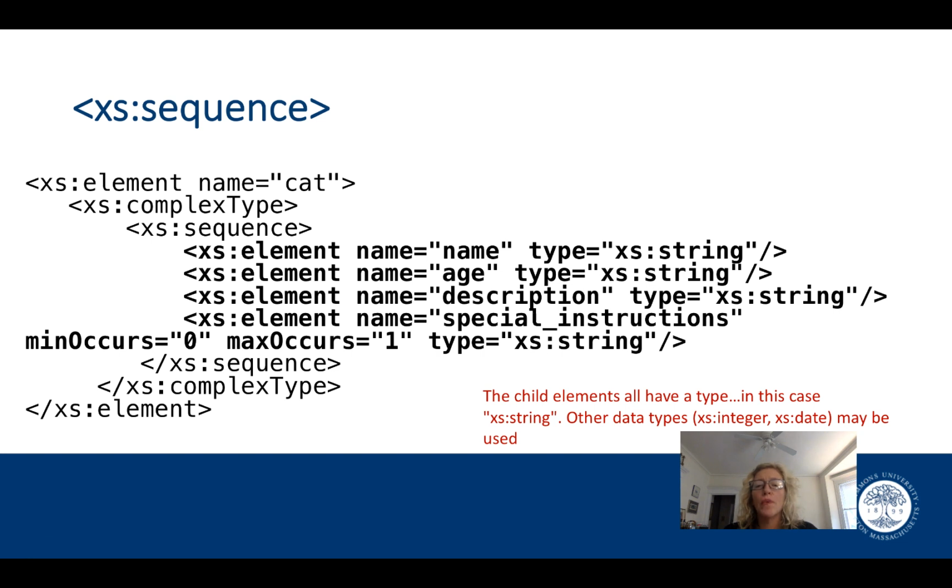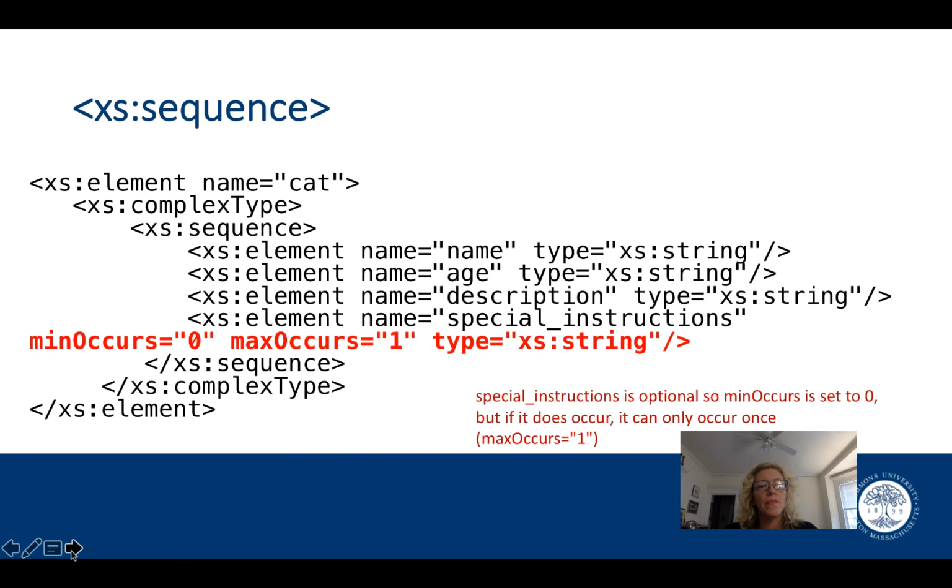The child elements, name, age, description, special instructions, they all have a type. In this case, they're all xs:string, as you can see. But other data types can be used, and that's what makes this a little more flexible than the DTD. You can use integers and other types, not just strings. So we have integers and dates. These are examples here.